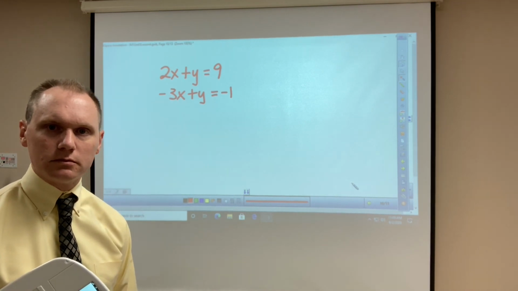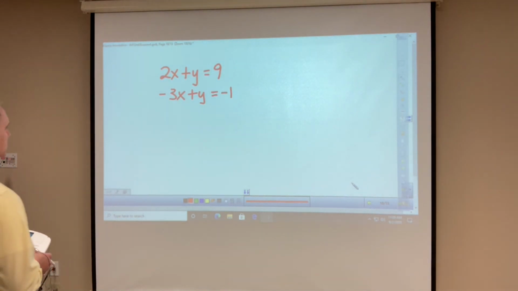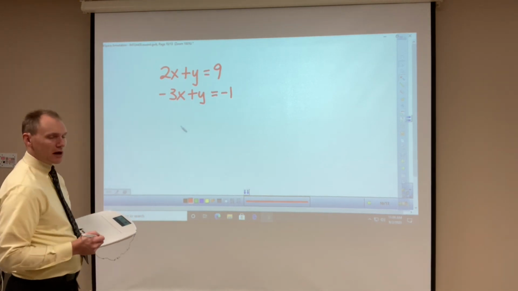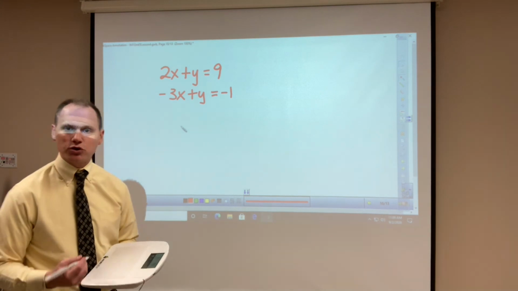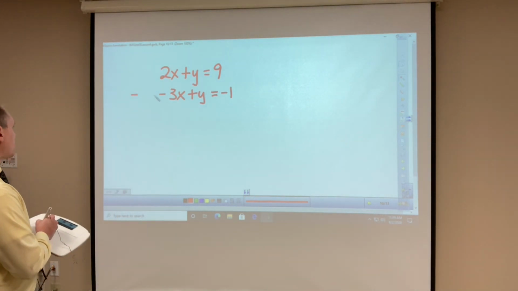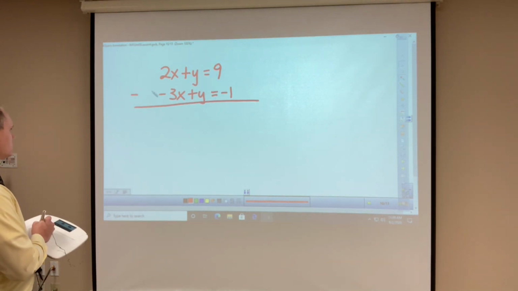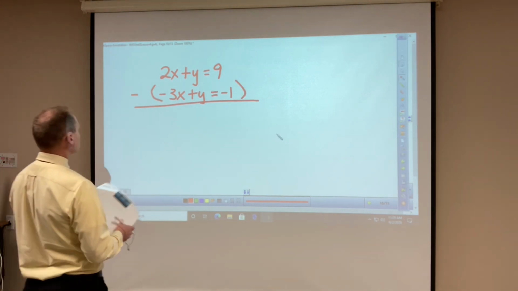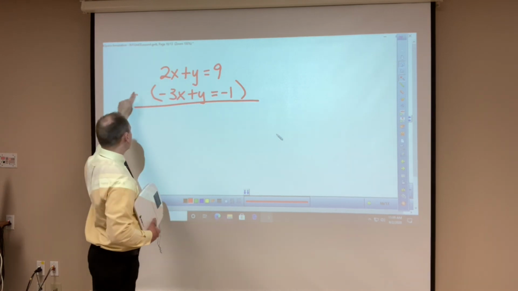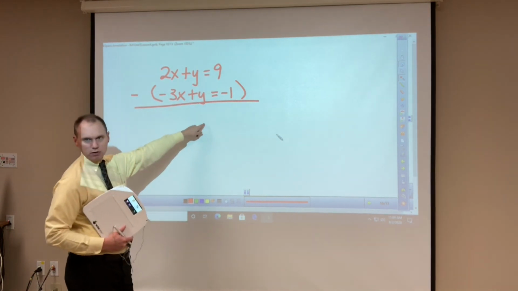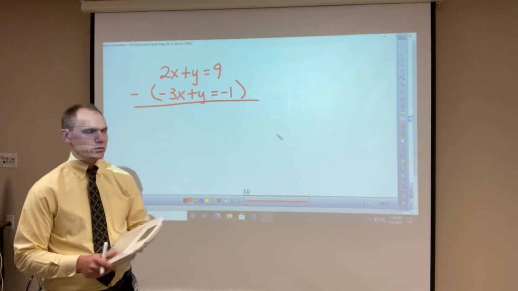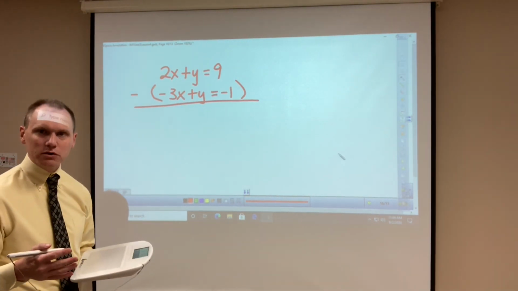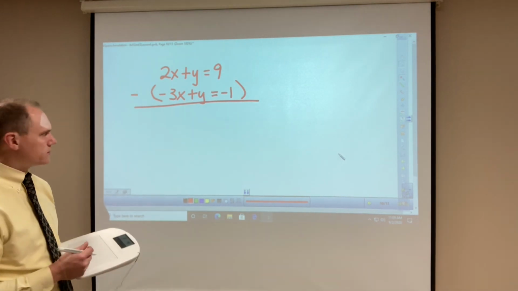Okay, so in this case, we actually don't need to multiply either equation by something. We can just subtract the two. So if we subtract the two, y minus y would be 0. The other way you can do it is you can multiply the bottom equation by -1 and then add the two equations. Either way is fine.